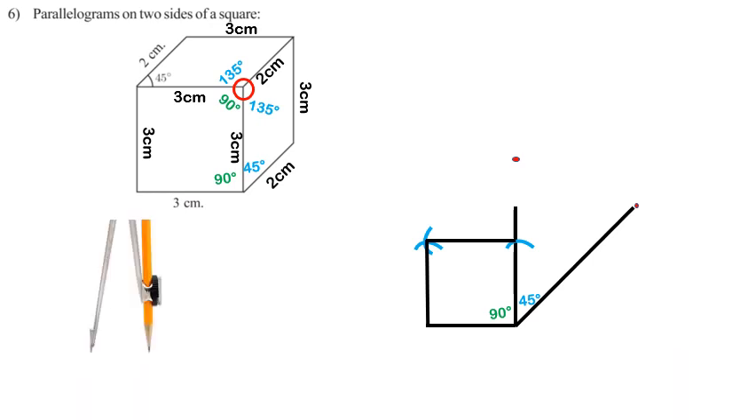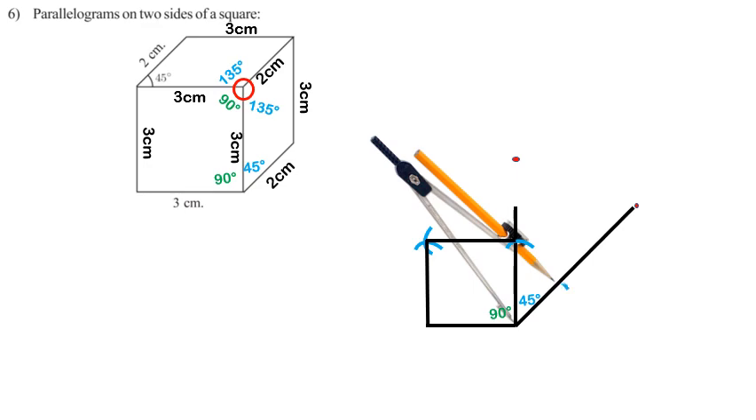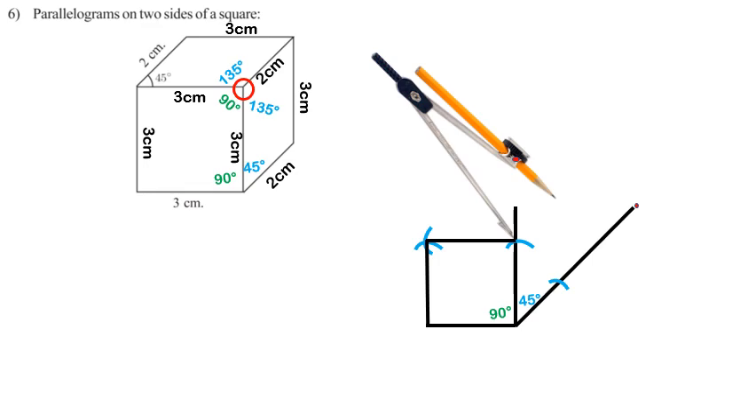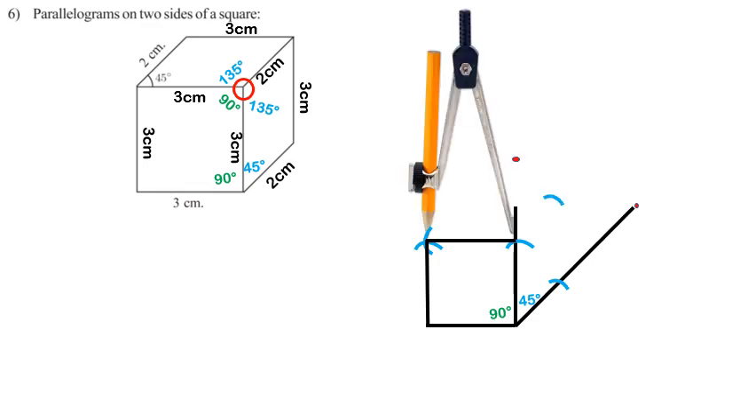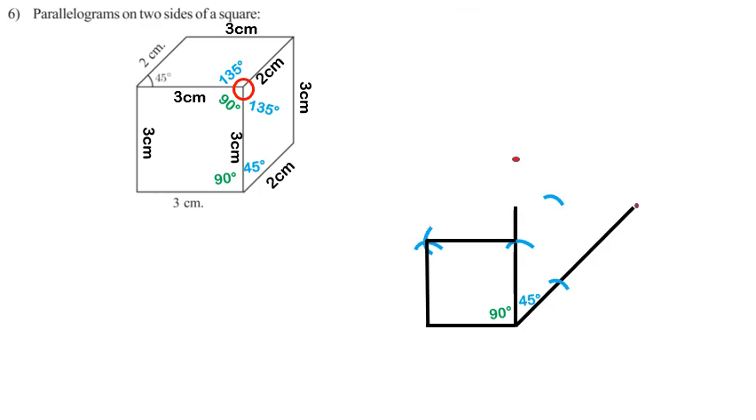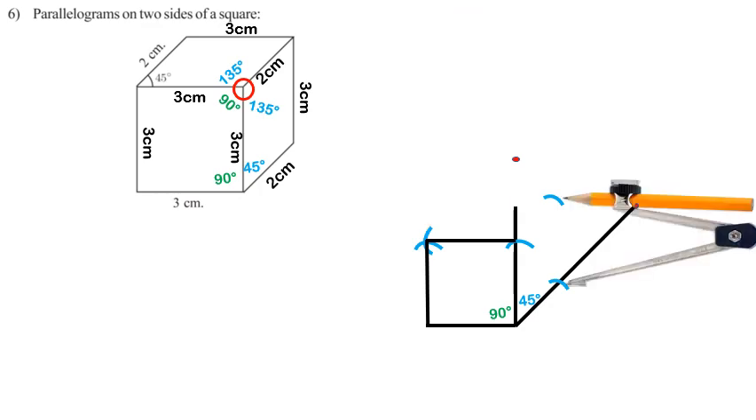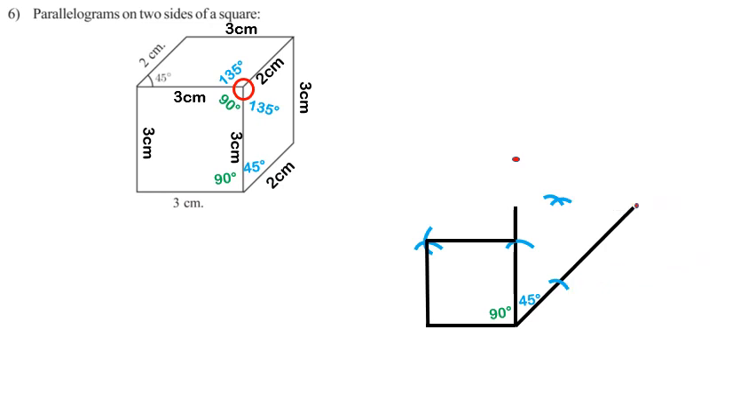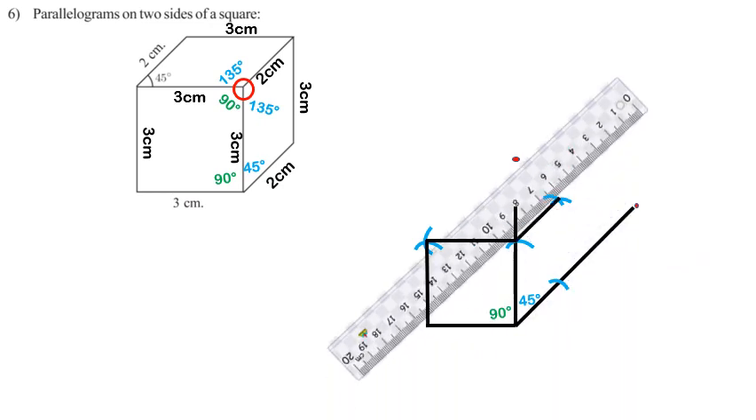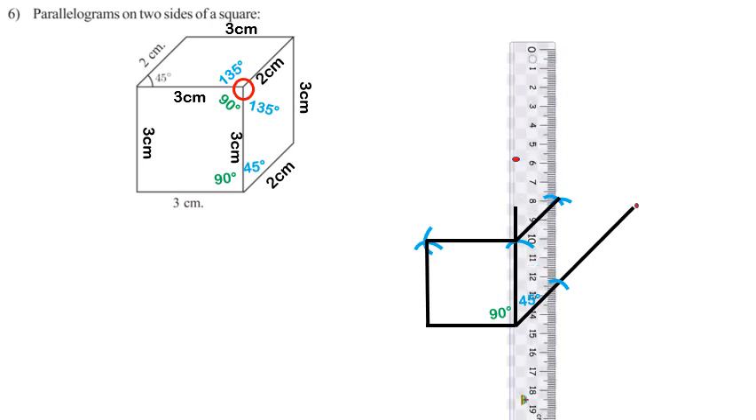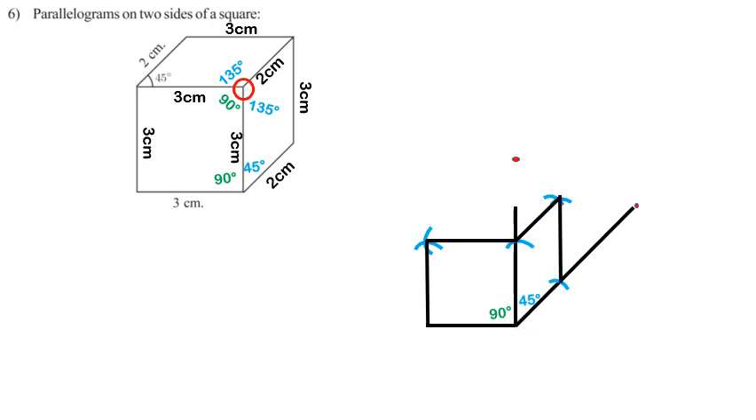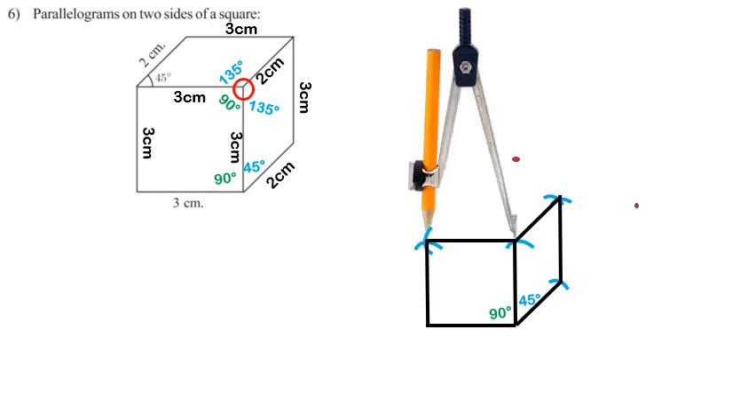Then take 2 cm in our compass and draw the sides of the parallelogram. First draw one arc to the slanted line. Then draw another arc to the opposite side like this. Then take 3 cm in our compass and draw another arc intersecting the first arc. Then join these points and complete one parallelogram on one side of the square. Then erase the unwanted parts.